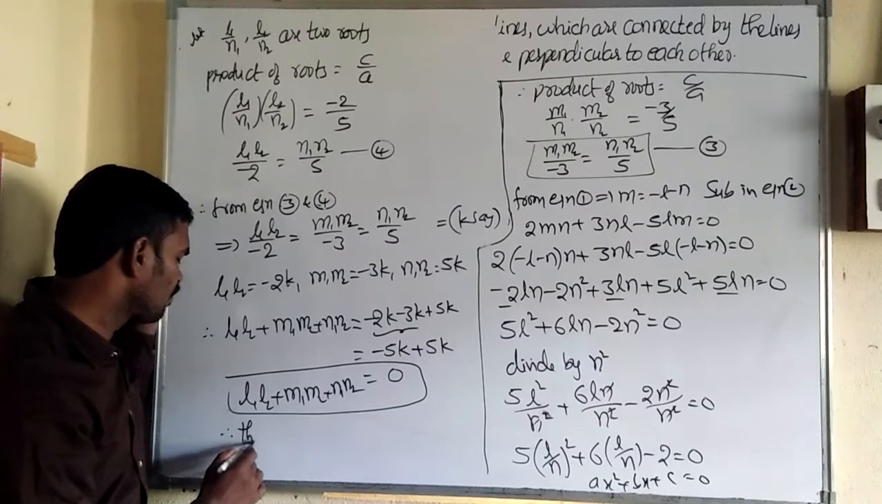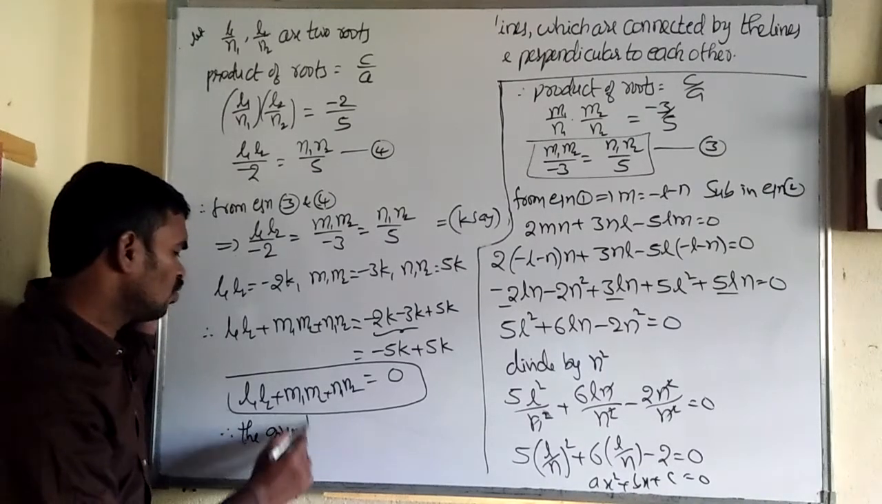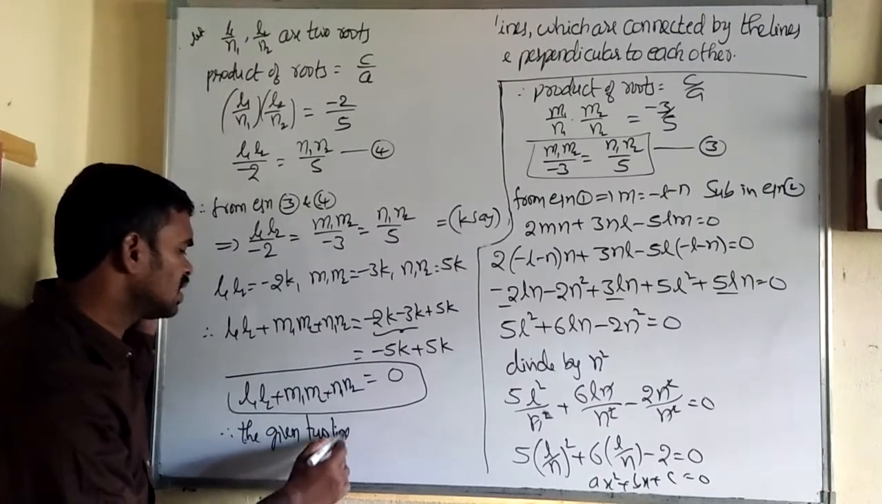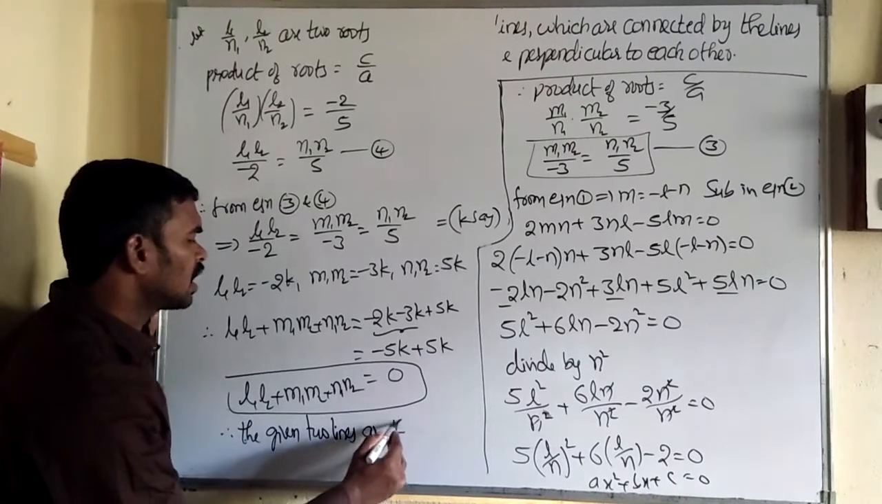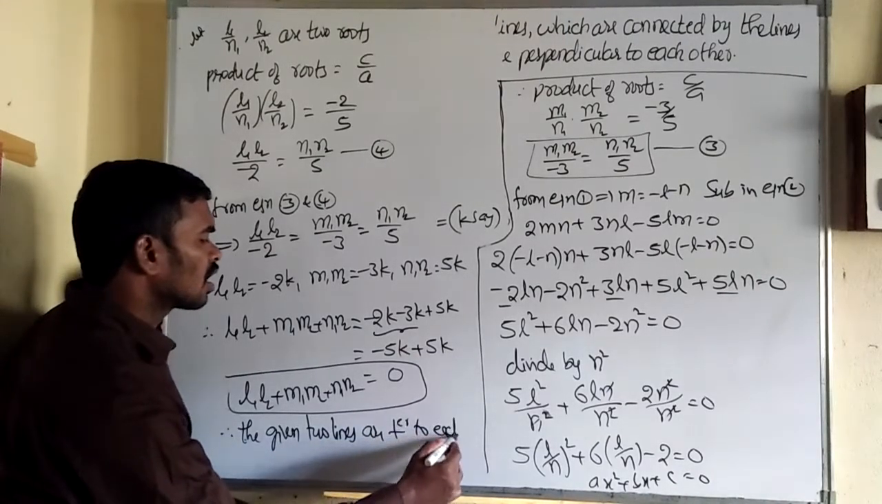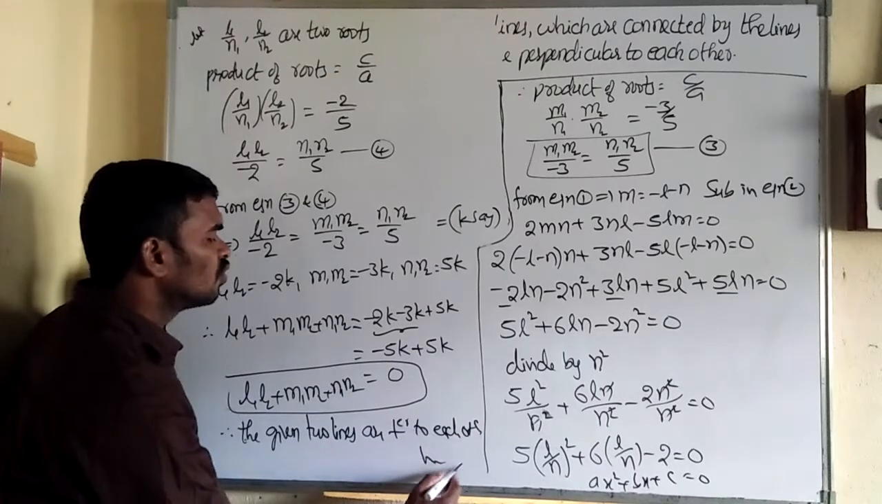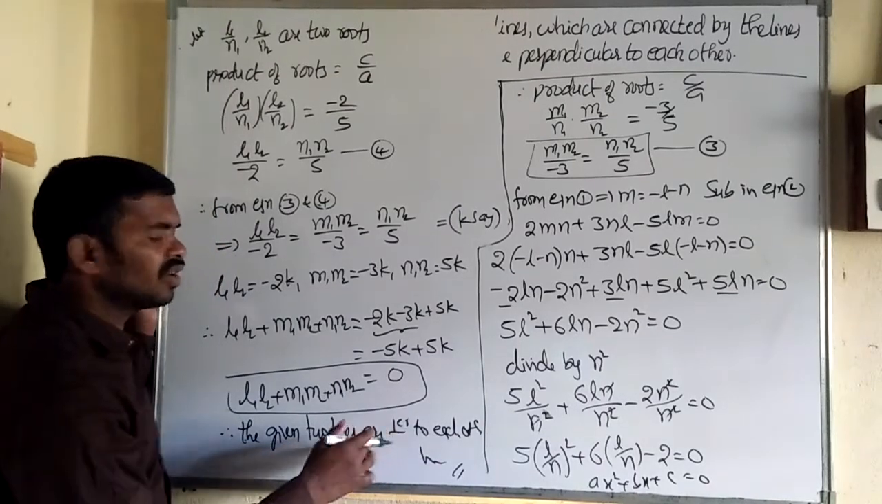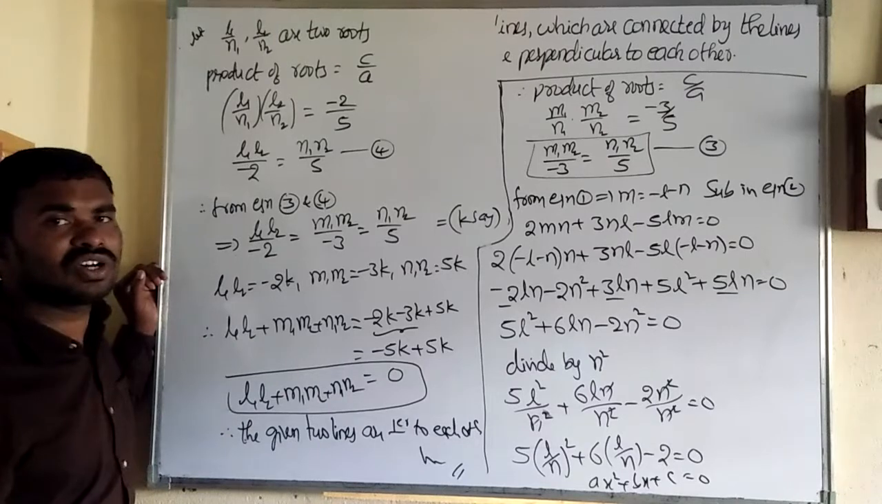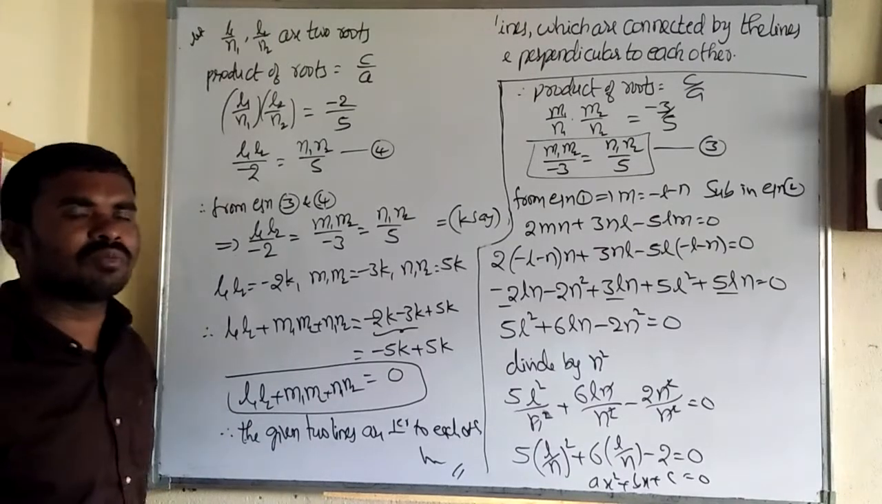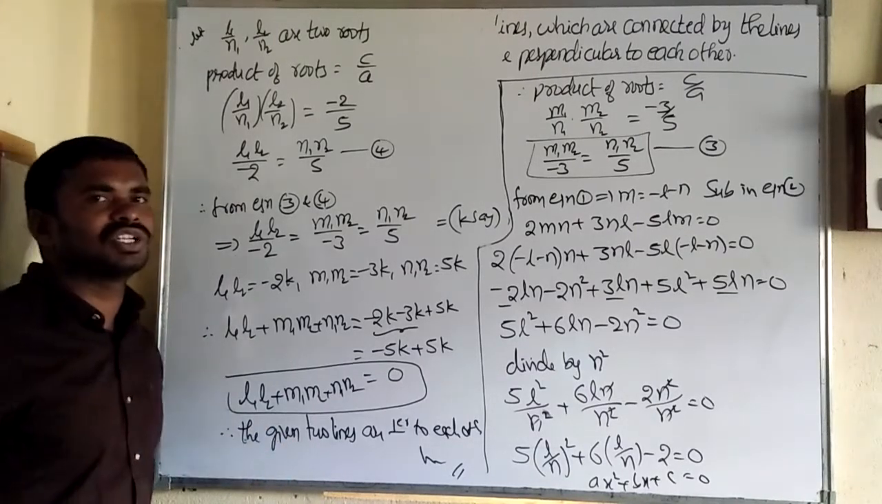Therefore, the given two lines are perpendicular to each other. Hence true. We must write this condition. Okay. For this condition also, we may get one more mark. Completely 7 marks question. Is it clear?